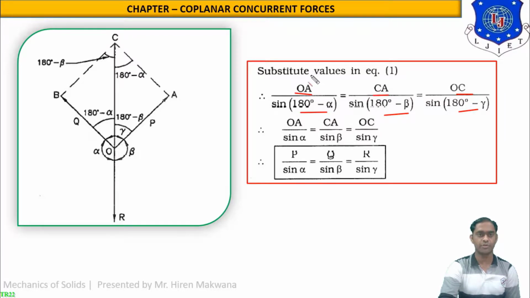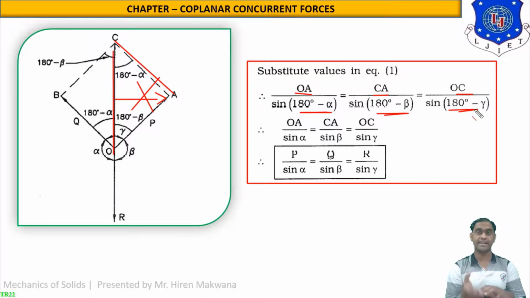What is the opposite angle of OA? You can remember this. OA is this side. Opposite angle will be 180 minus alpha. So here it is. CA will be this side. So opposite angle will be 180 minus beta right here. And the third one is OC. The opposite angle will be the unknown, which we have calculated, 180 minus gamma.